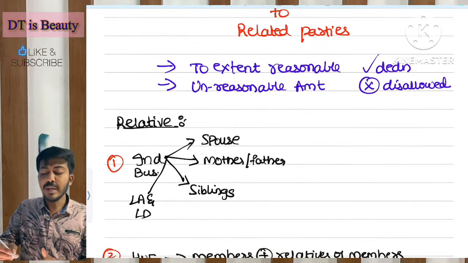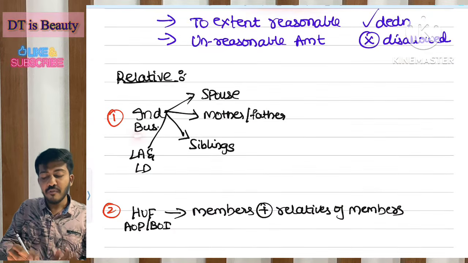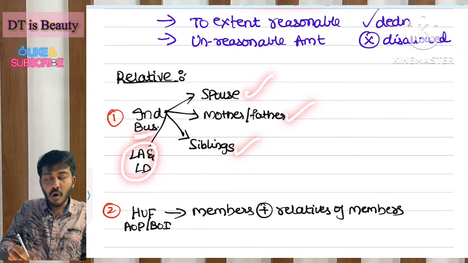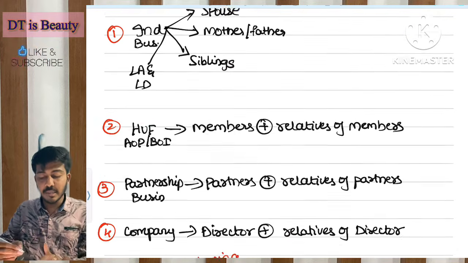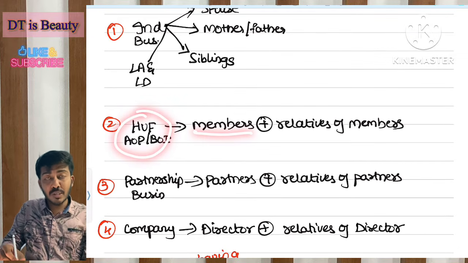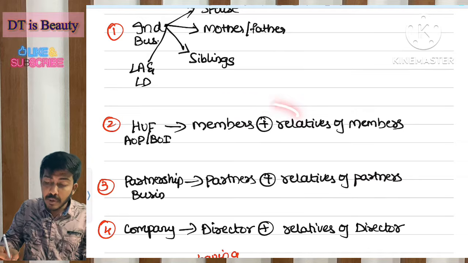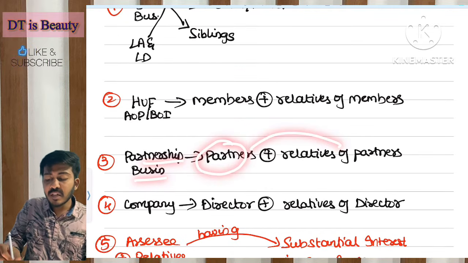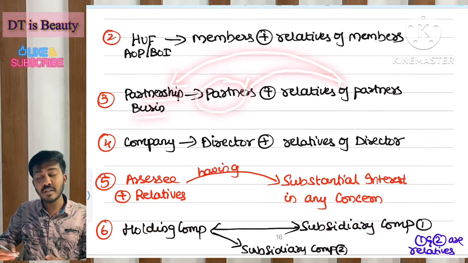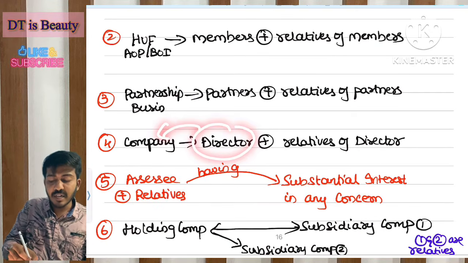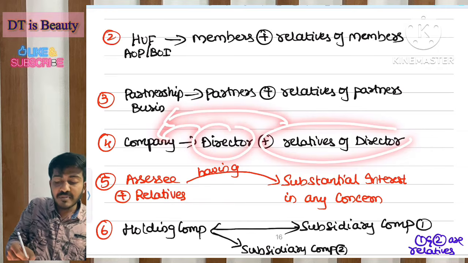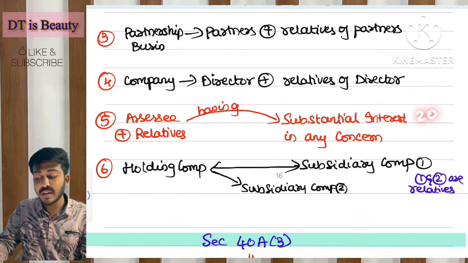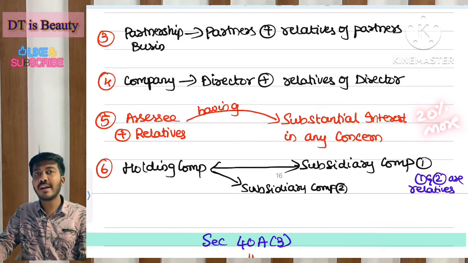So 9 lakhs should be added back to my net profit. Simple. Who are relatives? A related party you are using. Who is a relative? For an individual business person: spouse, mother and father, brother and sister, siblings, and all the lineal ascendants and all the lineal descendants. For HUF, AOP, BOI: members of the HUF as well as relatives of the members will also be relatives to the HUF. Partnership business: partners along with the relatives of partners will be the relatives for the partnership business. Company: directors are relatives to the company. Director or relatives also are relatives to the company.